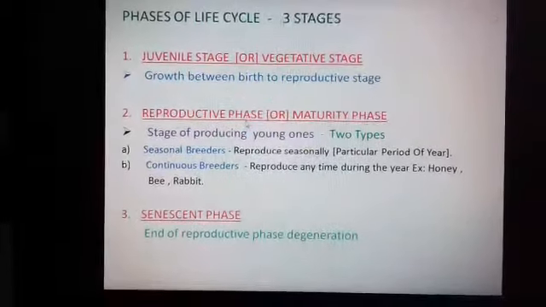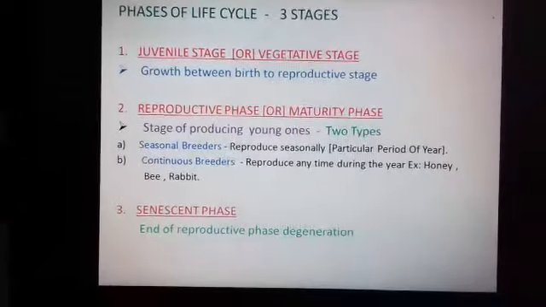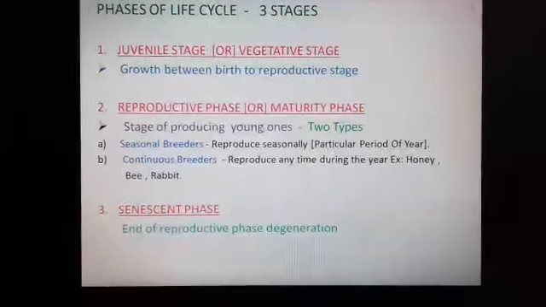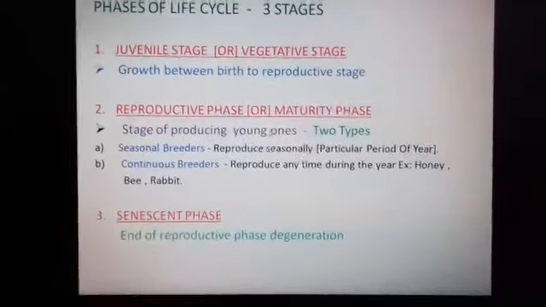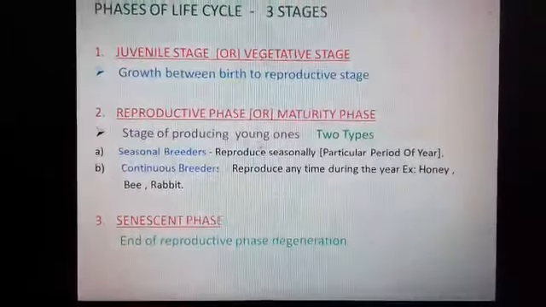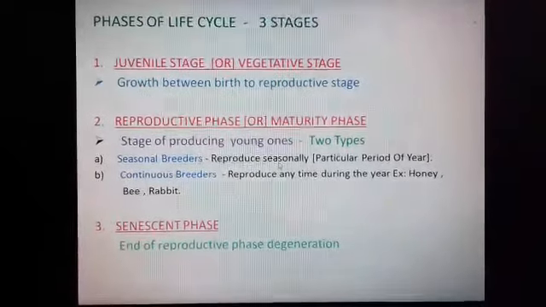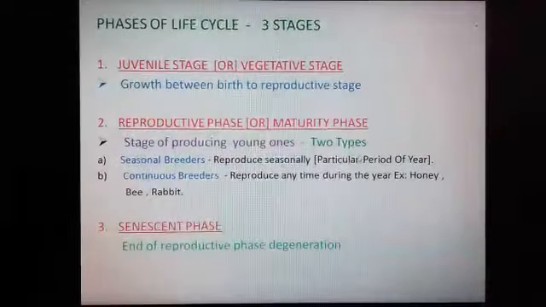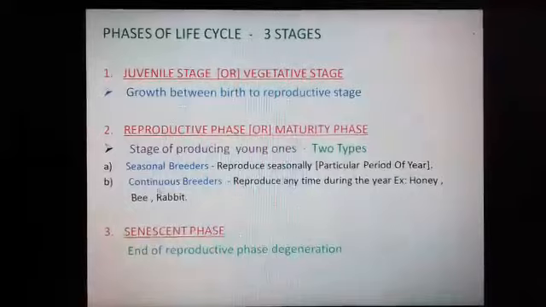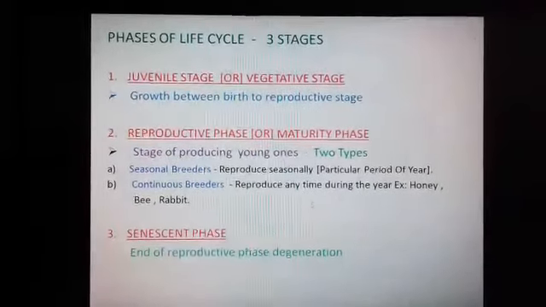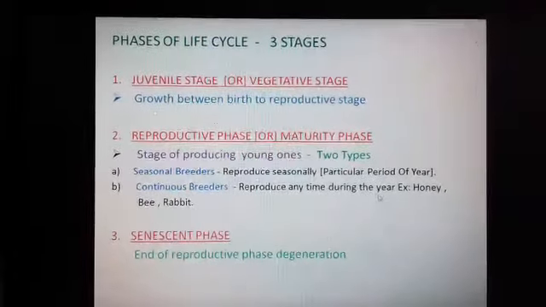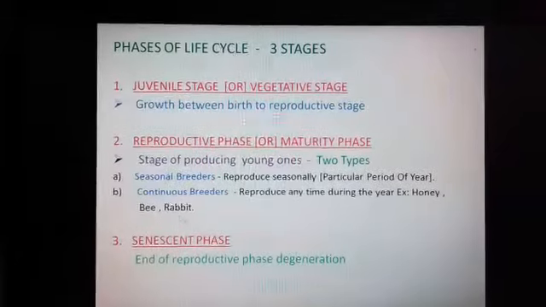And the reproductive phase is the second stage, that is the stage of producing the young ones. There are two types here. One is seasonal breeders. These animals reproduce seasonally, that is a particular period of the year. And the second one is continuous breeders. These can reproduce at any time during the year. For example, you can see the honeybee and rabbit.